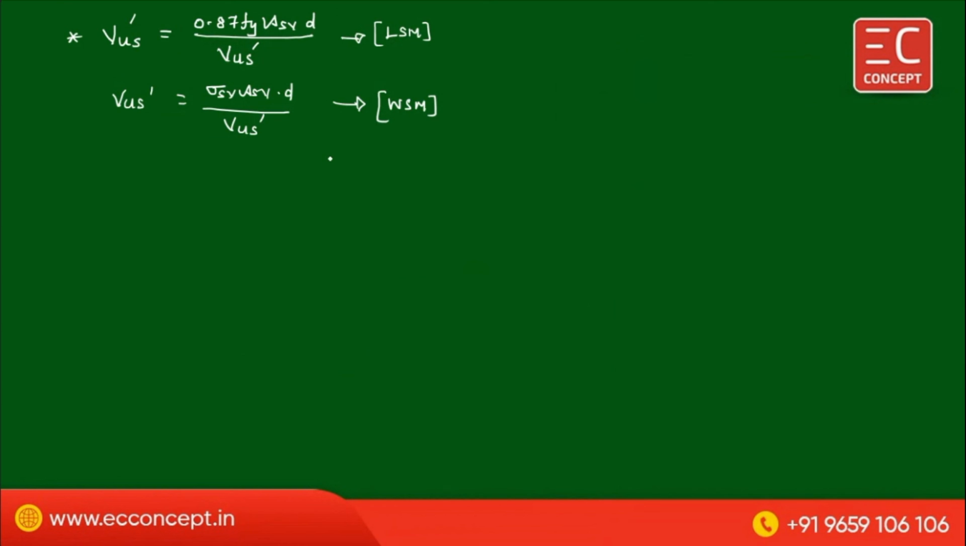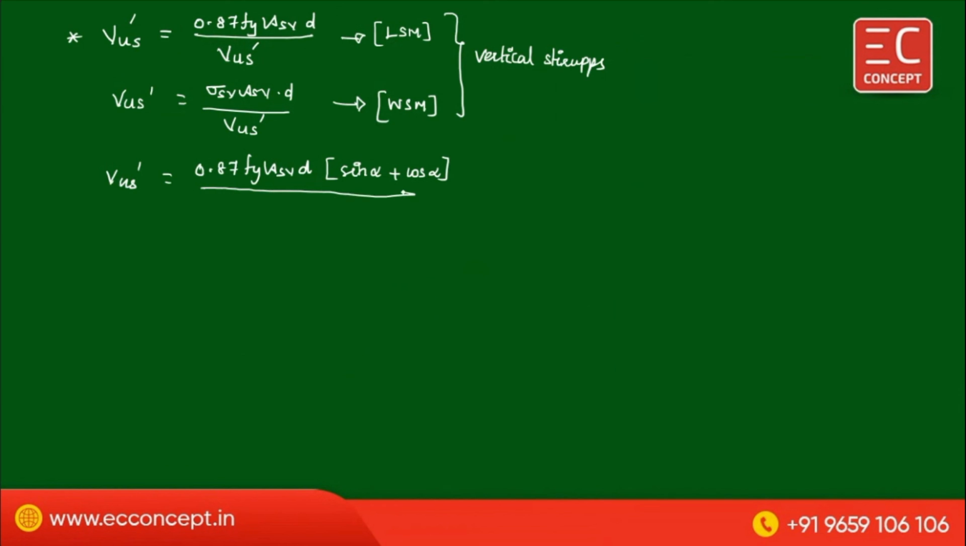Okay, so that is the thing. Now if we use these two for vertical stirrups, VUS' is equal to 0.87 Fy ASV into D into (sin alpha plus cos alpha) the whole divided by VUS'. This is for the limit state method.